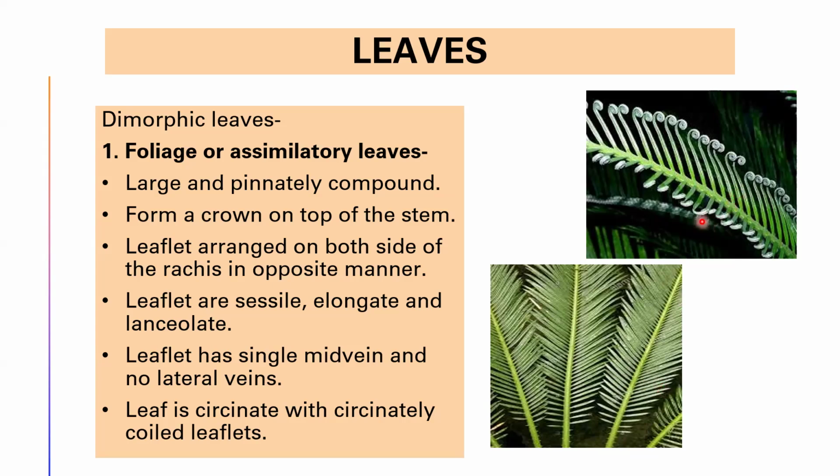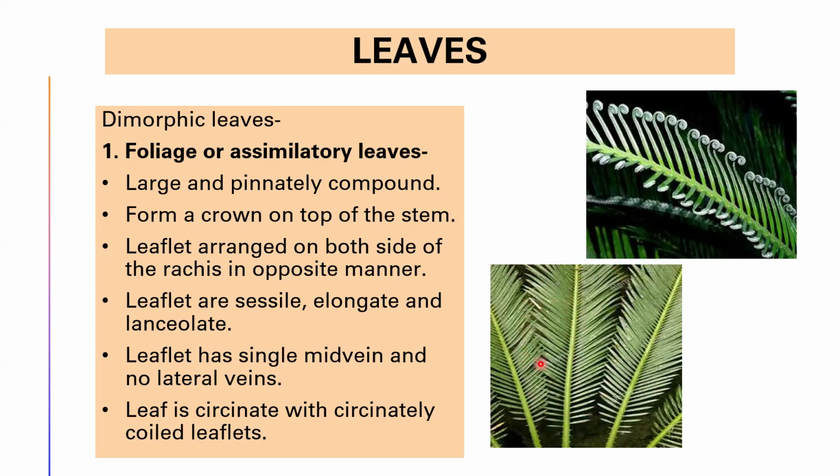What is a leaflet? This single part arising from the main axis called the rachis is called a leaflet, and this whole is called the leaf. Within a leaf, there are multiple leaflets. So it has a single midvein and no lateral veins.